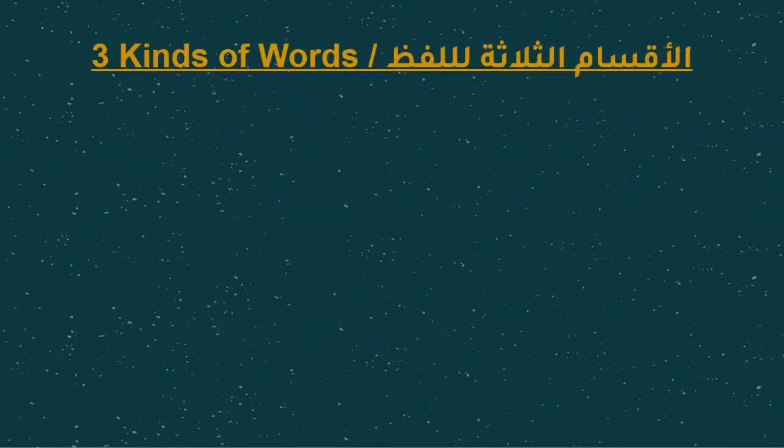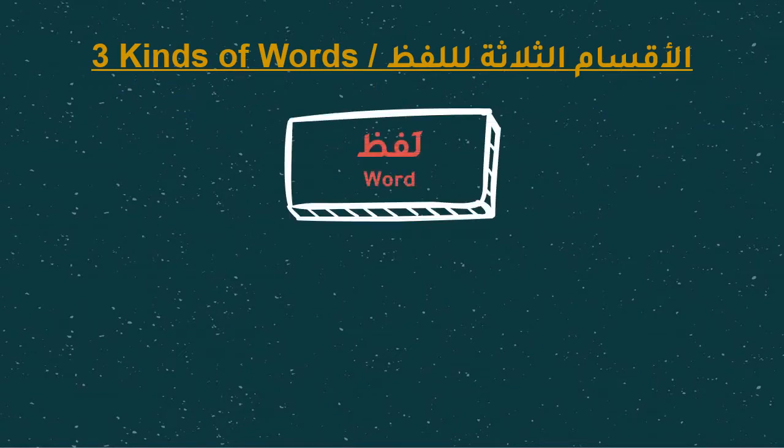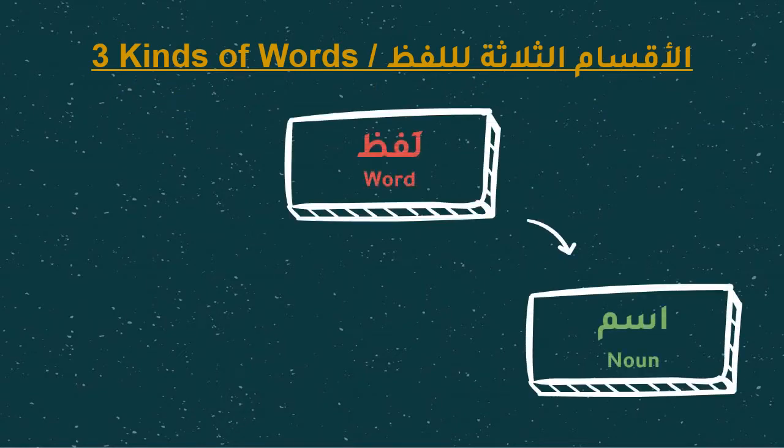So lafz, or word, is of three kinds. First one is noun. Noun is called ism in Arabic, ismun with tanween, or you can just say ism. So the first kind of word is ism, noun.